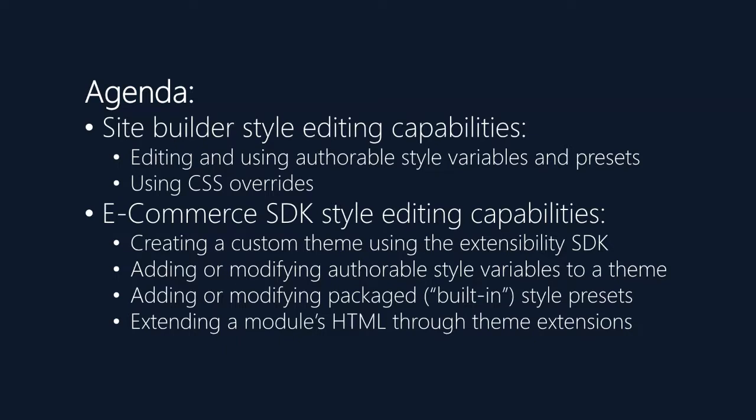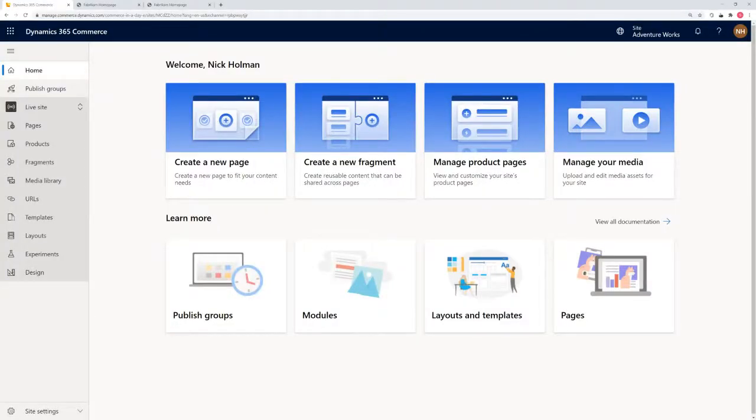And then he's also going to wrap up with how to actually extend a module's HTML through theme extension. This will show you how to go beyond just CSS and actually change the HTML structure behind our modules and extend them in a way that keeps those modules serviceable, even when we push updates to those modules in the future. So without further ado, let's jump over to the Site Builder toolset and look at some quick ways that we can start styling a site.